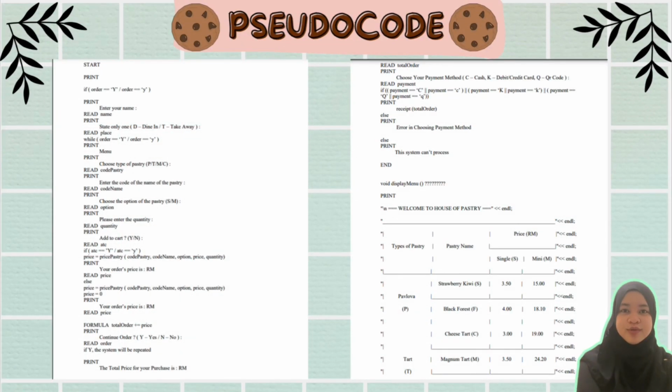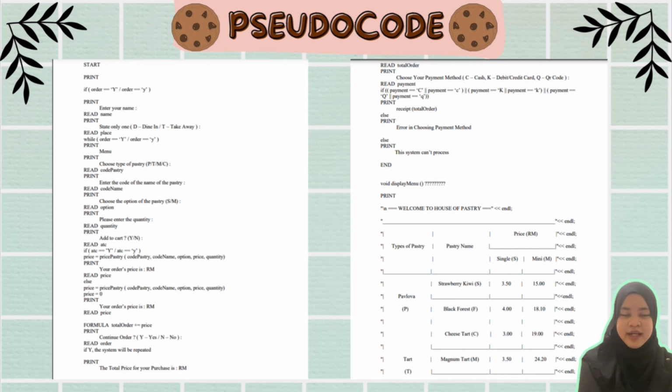Before we continue, what is pseudocode? Pseudocode is English-like phrases which are used to describe an algorithm. So, we begin with an overview of the algorithm used for the Cashierless system. This is the pseudocode that forms our Cashierless system.